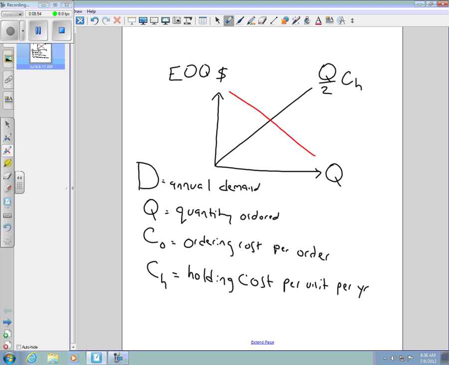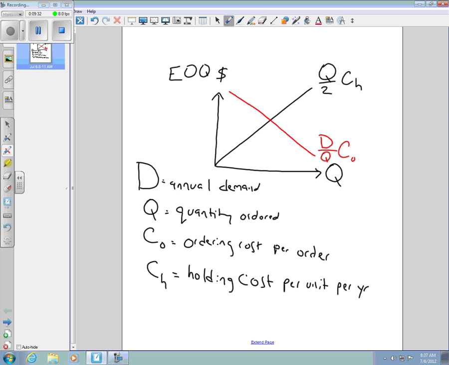So how many orders do I have to place in a particular year? Well, that's going to be my annual demand, how many I need in a year, divided by the quantity I choose to order. So if I need 100,000 units of a particular product I sell, and I order them in quantities of 10,000, 100,000 over 10,000, that means I've got to place 10 orders per year. So this D over Q represents the number of orders I place in a year, and we're going to multiply that times the cost of an order. Okay? So D over Q is the number of orders. CO is the cost of placing an order. Okay?